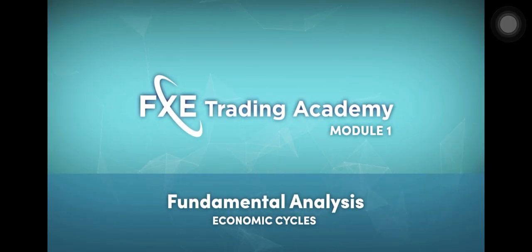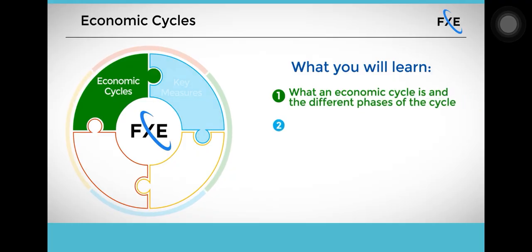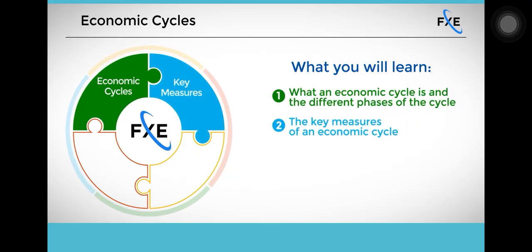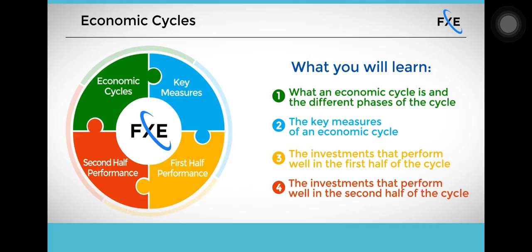In the first part of the Fundamental Analysis module, we will look at how investment markets operate through an economic cycle, and isolate the investments that traditionally perform well at different phases of the cycle. In this lesson, you will learn what an economic cycle is and the different phases of the cycle, the key measures of the economic cycle, the investments that perform well in the first half of the cycle, and finally, the investments that perform well in the second half of the cycle.